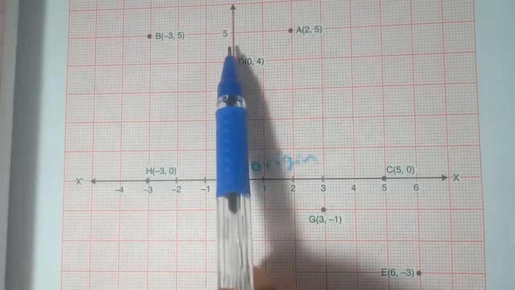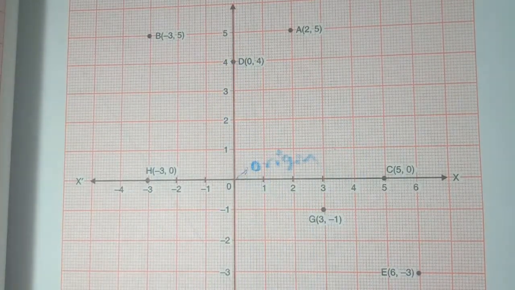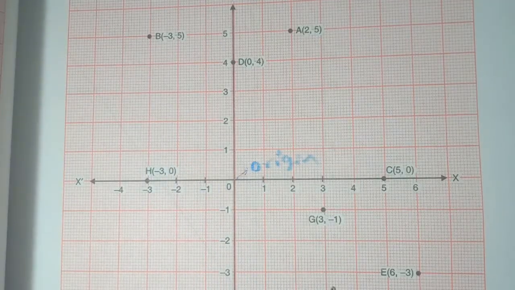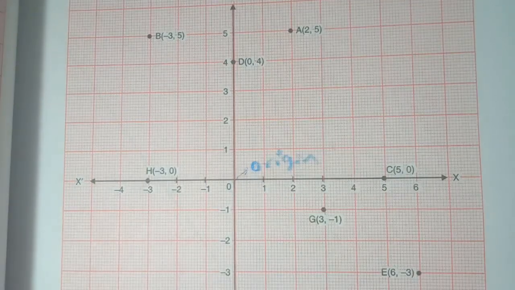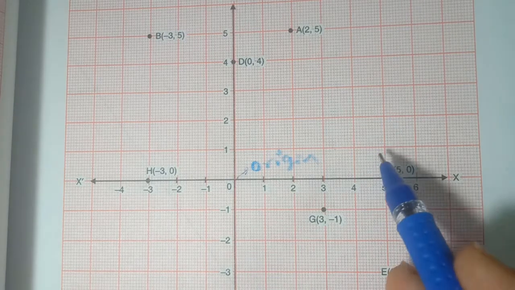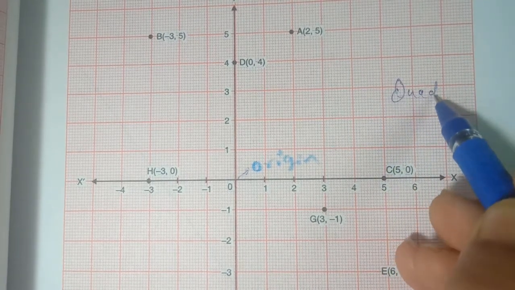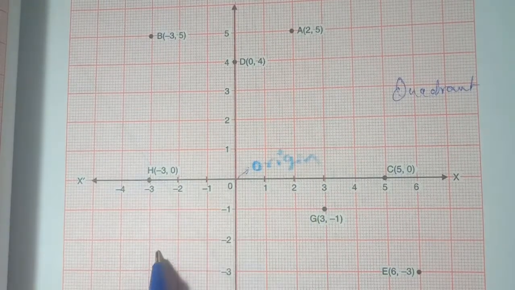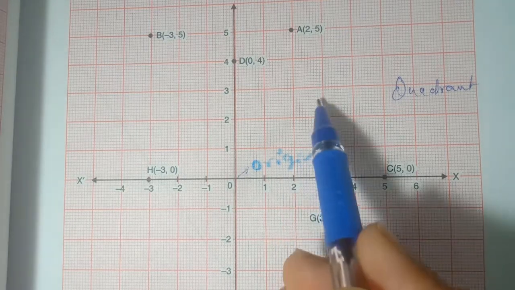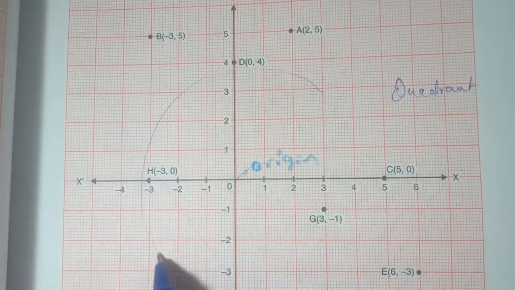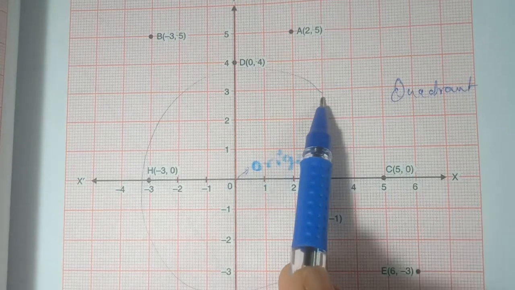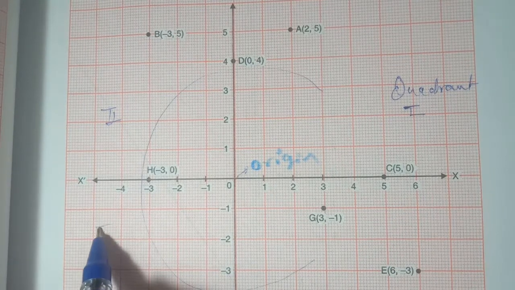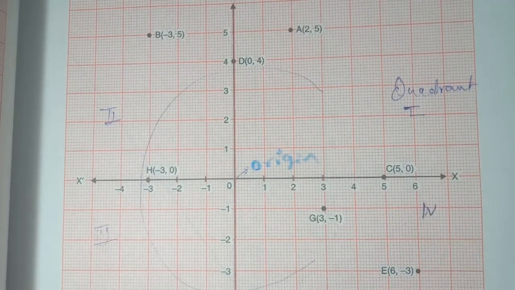Now, when we draw these two axes on the graph paper, you can easily see the graph paper is divided into four parts: 1, 2, 3, 4. These four parts are called quadrants: first quadrant, second, third and fourth. You have to remember it like this: if we write C, then this is the first quadrant, this the second quadrant, this the third quadrant and this one is the fourth quadrant.